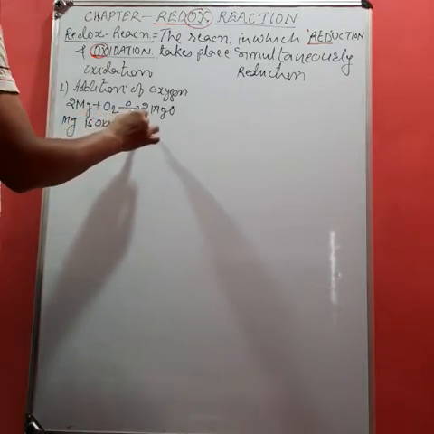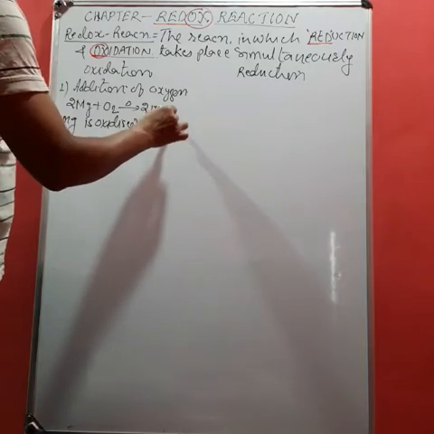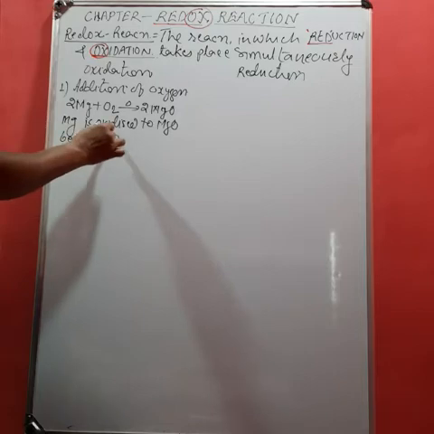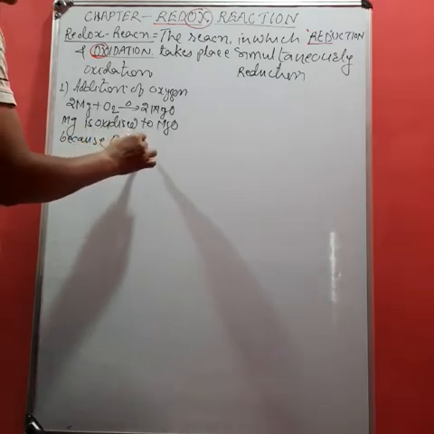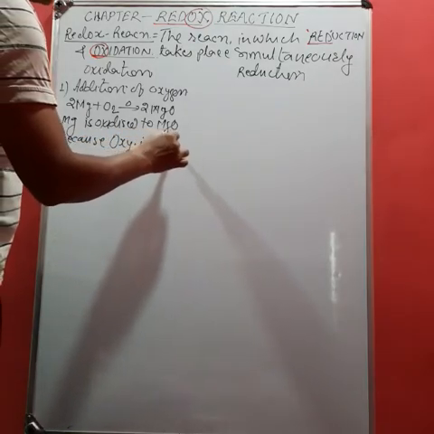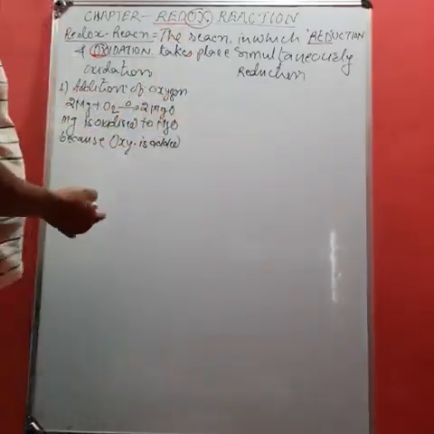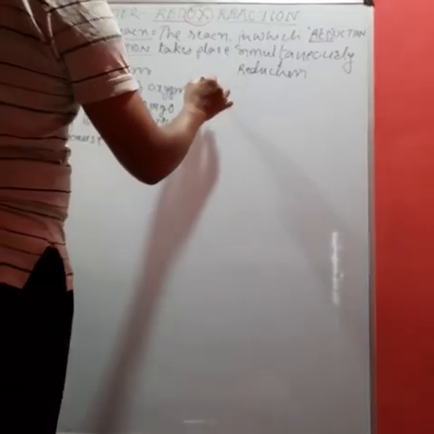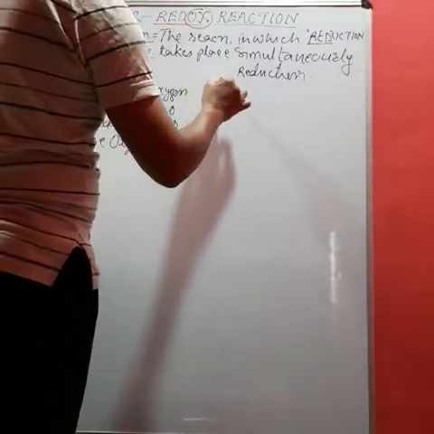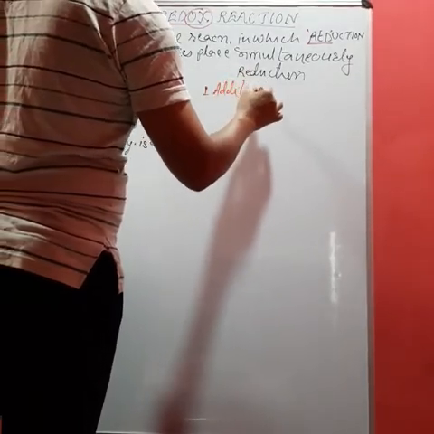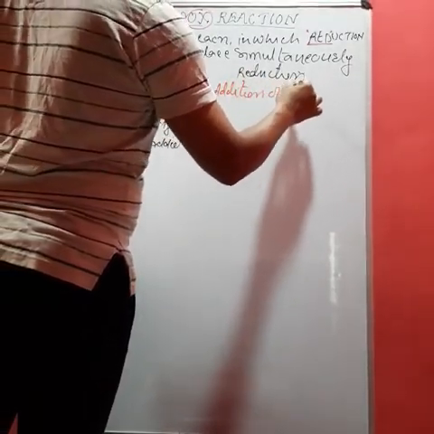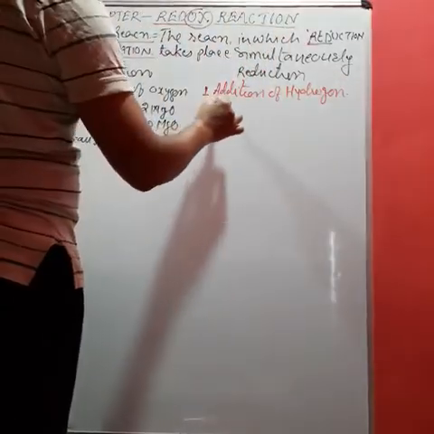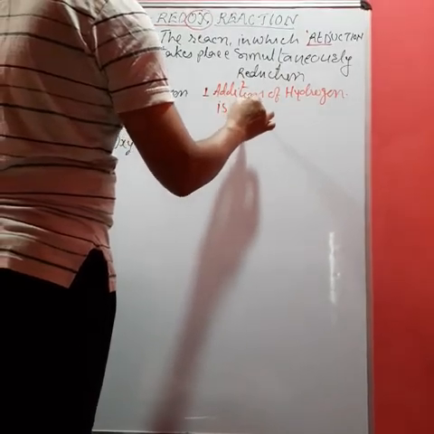Mg is oxidized to MgO, because oxygen is added. So the addition of oxygen is known as oxidation. Similarly, if we have to define reduction, we can say just its opposite. What? Addition of hydrogen. Addition of hydrogen is reduction.